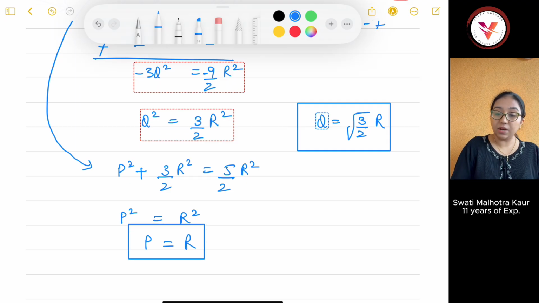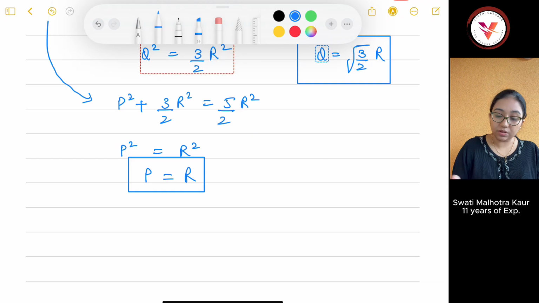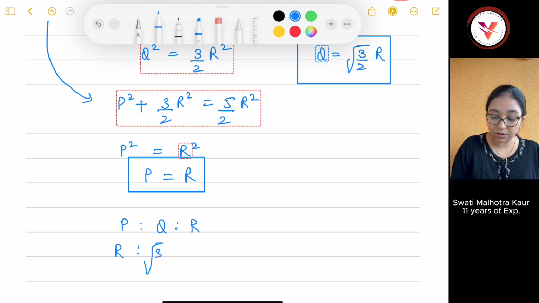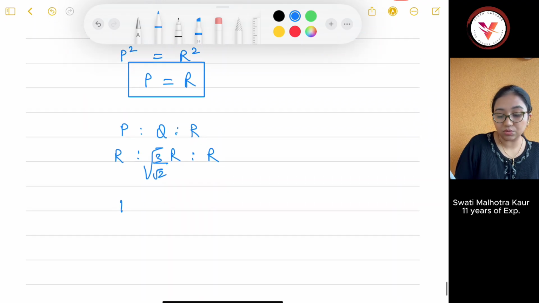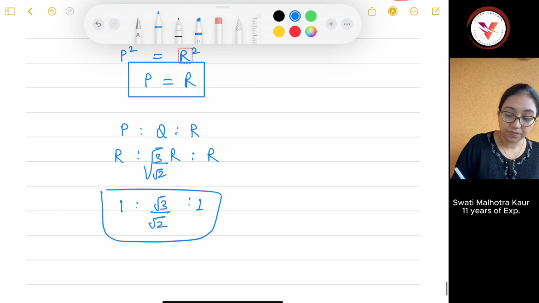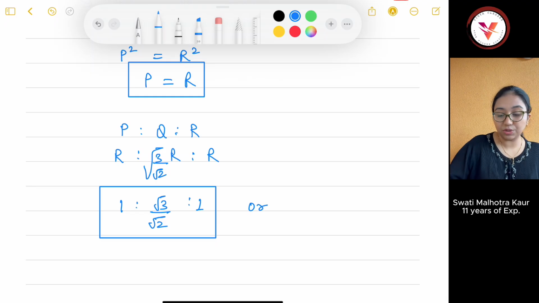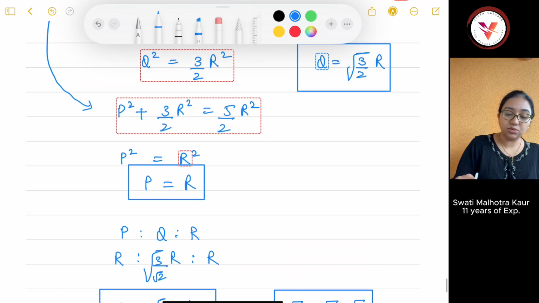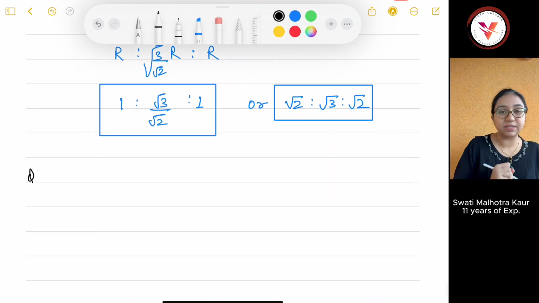Okay. So now if you get the ratio of P is to Q is to R, then you can say that P is basically R, Q is root 3 by root 2 times R, and R. Then it becomes 1 is to root 3 by root 2 is to 1. So this could be a ratio. Or if you multiply the ratio with root 2, it becomes root 2 is to root 3 is to root 2. It could be anything as per the option given. So you can see it's simple maths with the basic formula.